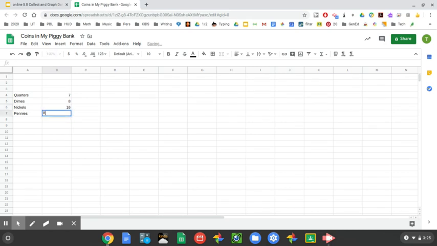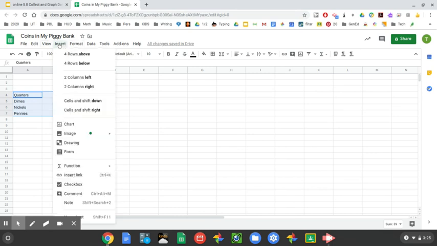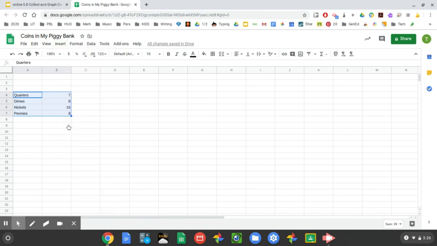And pennies, I had 8. Now let's say that I wanted a visual representation of this data in a pie chart so that I could see that representation of the types of coins that I had, looking at them in the pie chart to see kind of that percentage. So what I'm going to do is I'm going to highlight right here, and now that piece is highlighted. I am going to insert, and all I have to do is I can go down and you can see the chart option. So this is super fun. So you're going to click on chart.